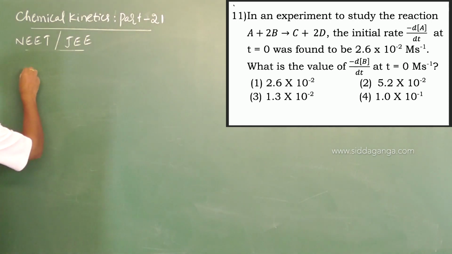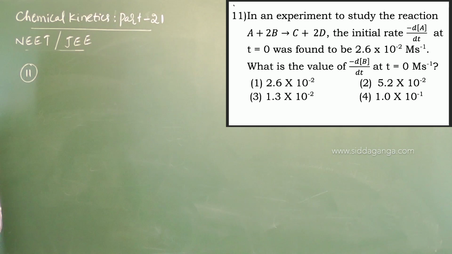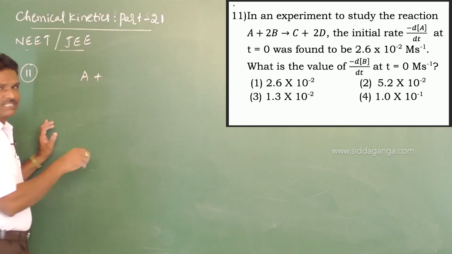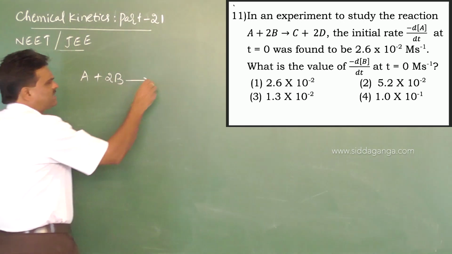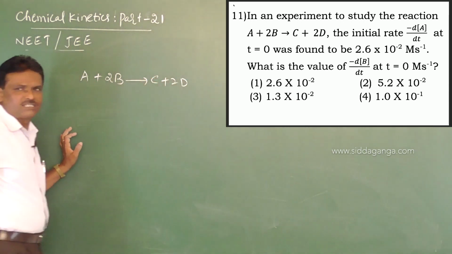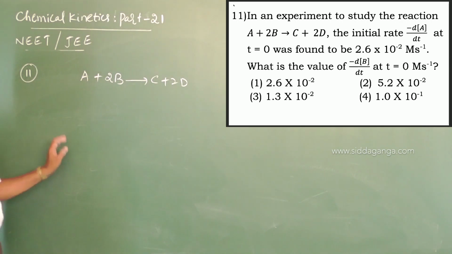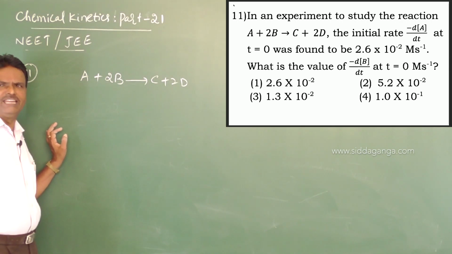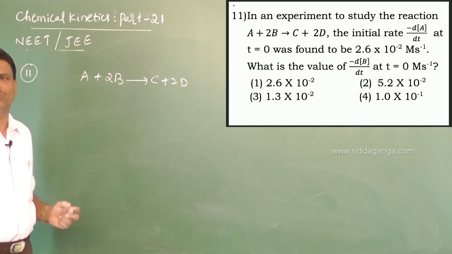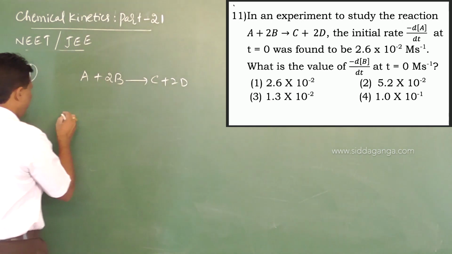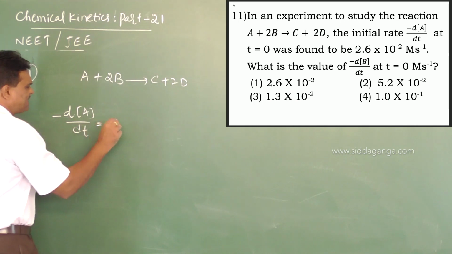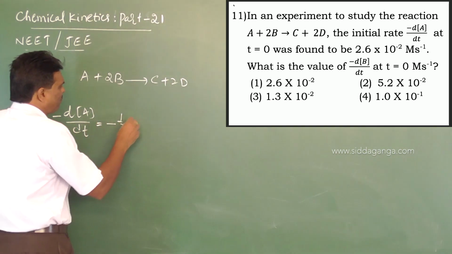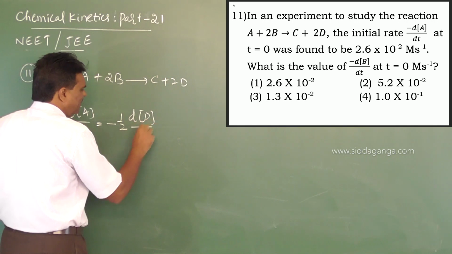For question number 11, A plus 2B gives C plus 2D. Initial rate minus dA by dt at t0. So what is the rate with respect to B? Taking these two, minus dA by dt is equal to minus half into dB by dt.